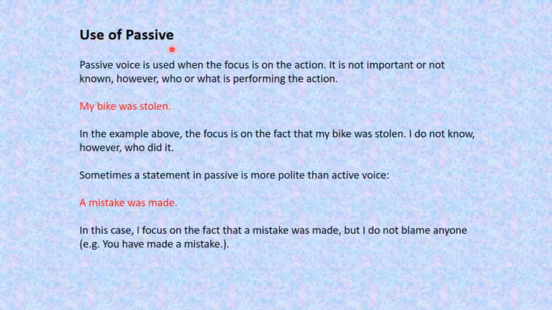Use of passive. Passive voice is used when the focus is on the action. It is not important or not known, however, who or what is performing the action. For example, my bike was stolen. In the example above, the focus is on the fact that my bike was stolen. I do not know, however, who did it.